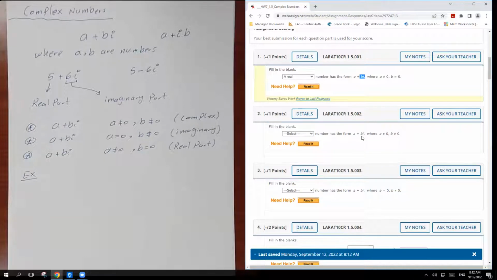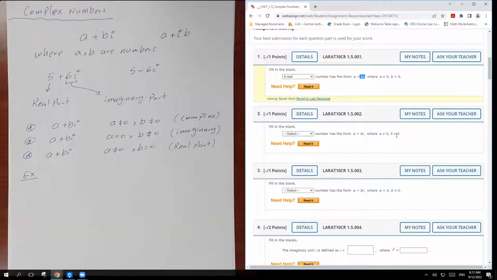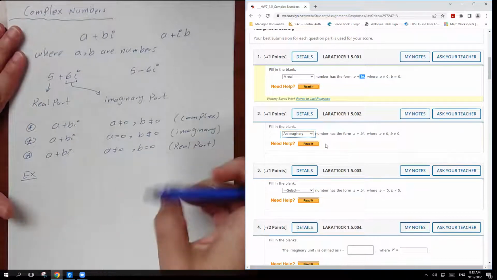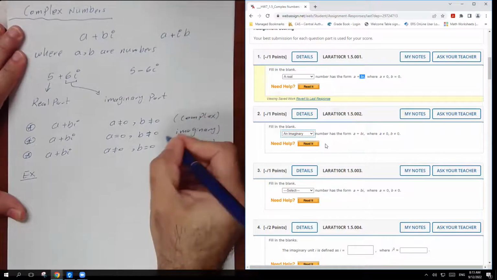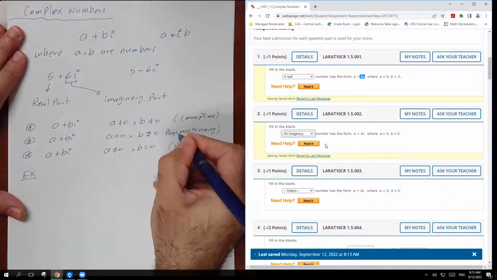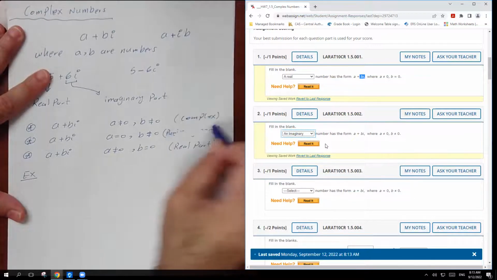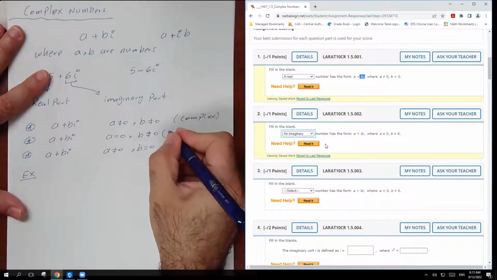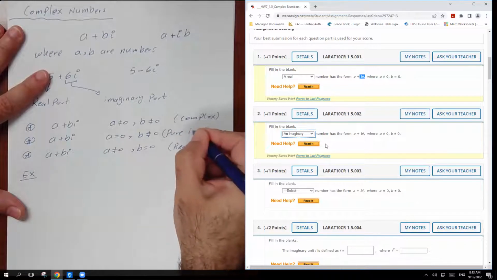a number has the form A plus Bi, where A is not equal to 0 and B is not equal to 0. Check the options. We can't say a real number, and we can't say a pure imaginary number, but we can choose an imaginary number. Keep in mind that when A equals 0, this is the pure imaginary number. This is important so you don't confuse yourself, because it's just the imaginary number by itself.